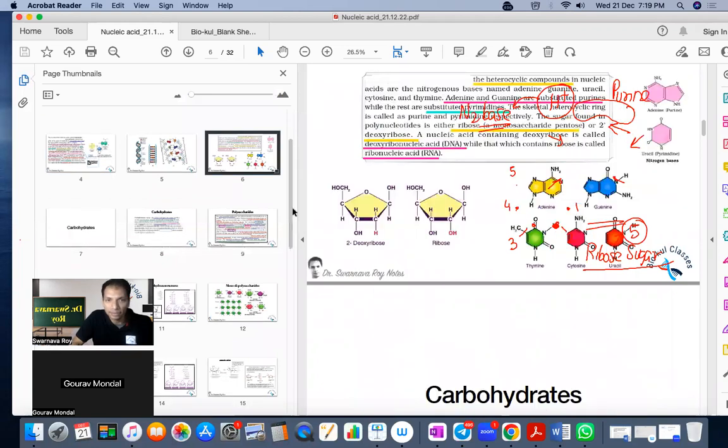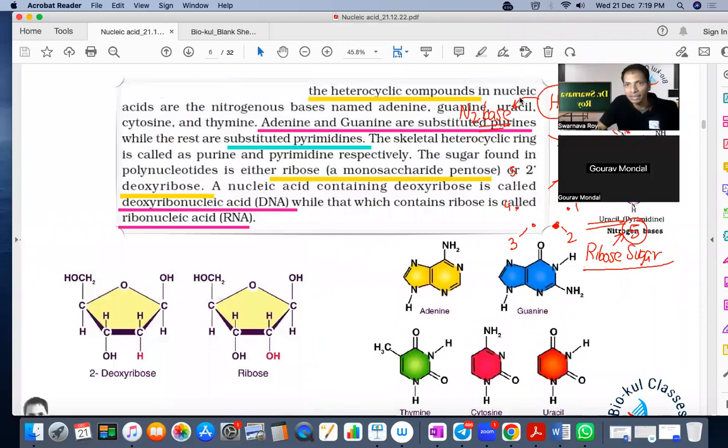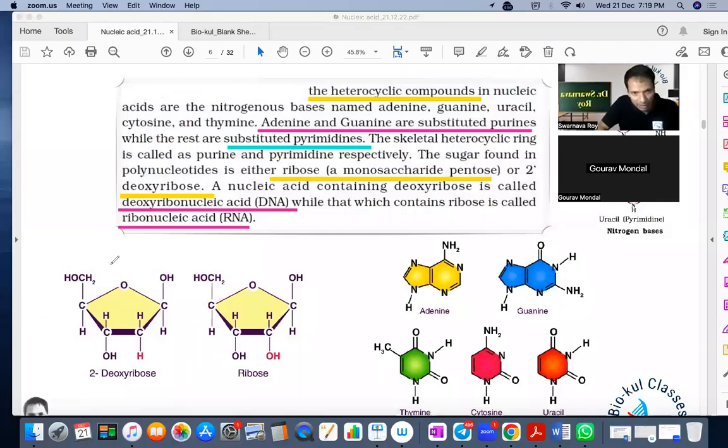So here is the picture of the sugar that is present in RNA and the sugar that is present in the DNA. So here you see this is the sugar that is present in the DNA, and this is the sugar that is present in the RNA. Look at the second carbon. At the second carbon, there is a hydroxyl group. Can you see that in RNA?